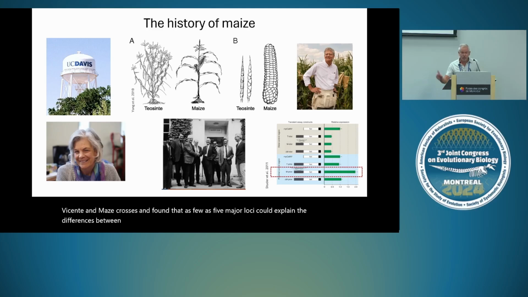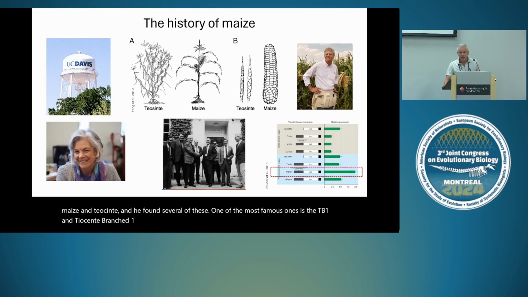And so John Doebley up there in the right-hand corner spent his career trying to find these 5 major loci that explain these differences between maize and teosinte, and he found several of these. One of the most famous ones is the TB1, teosinte branched 1 gene.